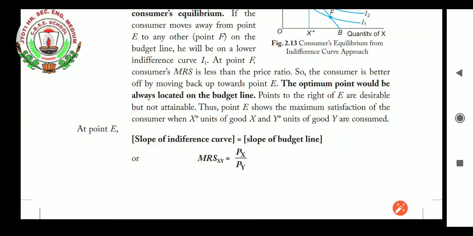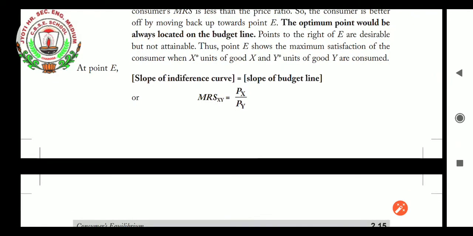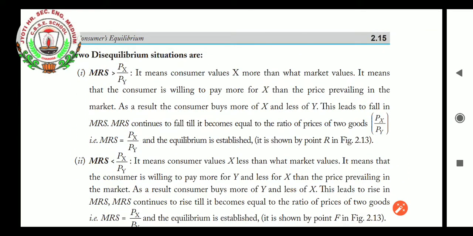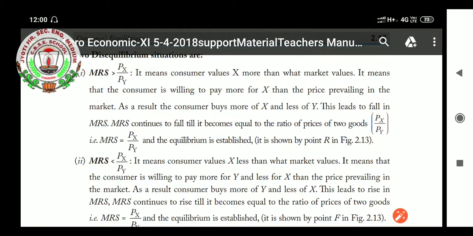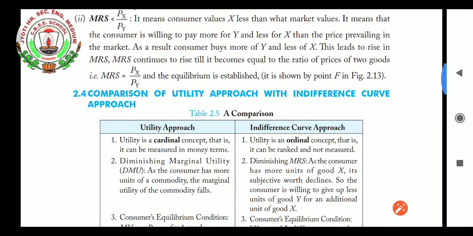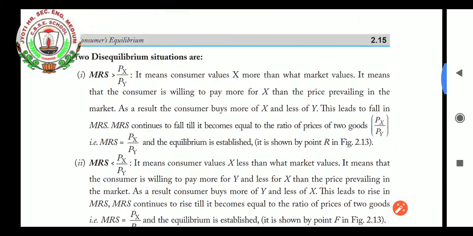So what is the slope of the indifference curve? That is the marginal rate of substitution of X and Y. And what is the slope of the budget line? That is Px upon Py. When we shift the price of Y relative to product X, two disequilibrium situations are as follows: MRS greater than Px upon Py, and MRS less than Px upon Py.